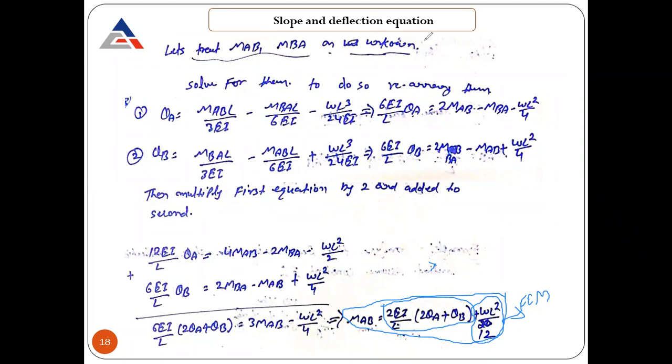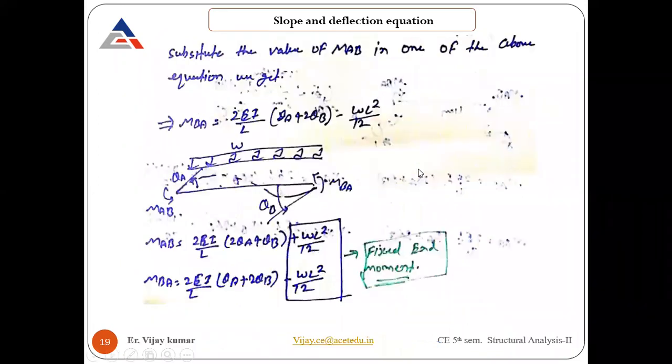So for the second part, we further calculate the next part: substitute the value of MAB in one of the above equations, and you will get the same thing, but the sign will come out such that one will be positive, the other will be negative. So these are the values, guys. So MAB is equal to, this is the final equation. MAB is equal to 2EI by L, 2 theta A plus theta B, plus your fixed end moment WL square by 12. Depending on the sign convention, you need to take one positive, the other will automatically come out to be negative. So these are the fixed end moment values.